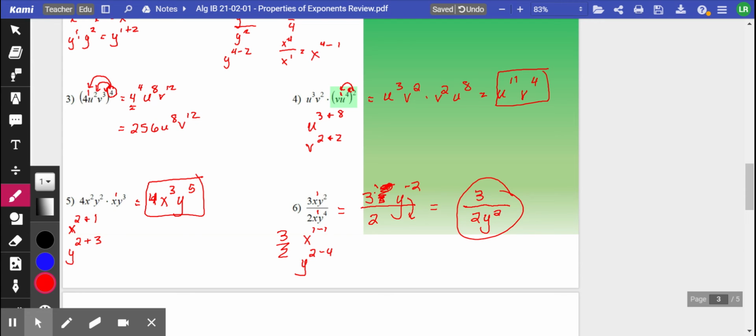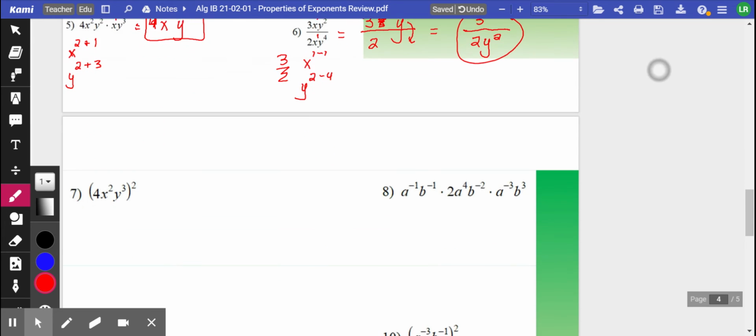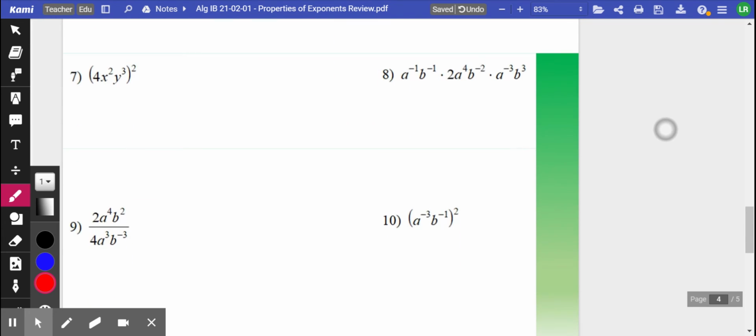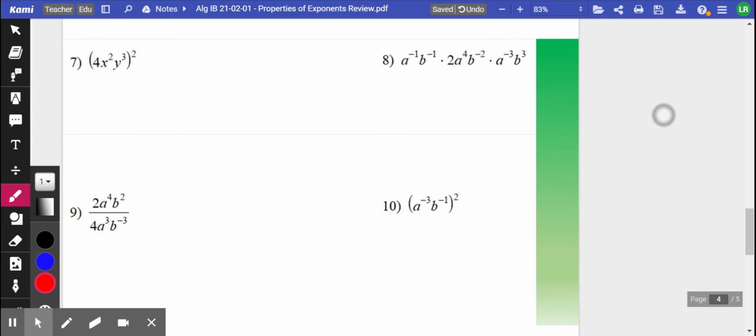Okay, one more quick set. It has a little bit more negative exponents in it. Go ahead and pause the video and let's complete these 4 problems.